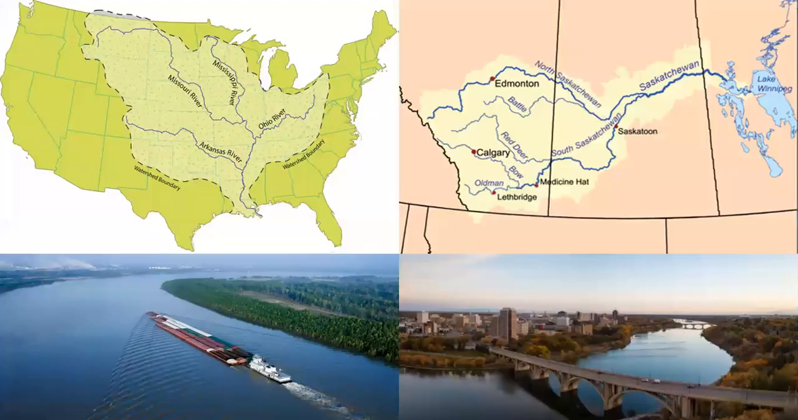Okay, so the region Saskatchewan is here. The Saskatchewan River is here in the blue color. A number of smaller rivers are joining this river, and finally the Saskatchewan is draining into Lake Winnipeg. Okay, so this is the river system.